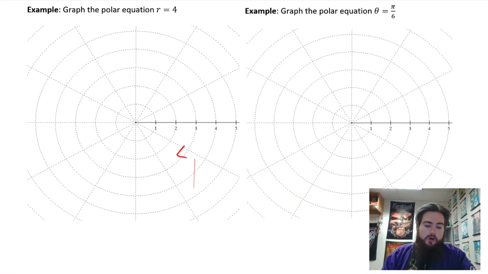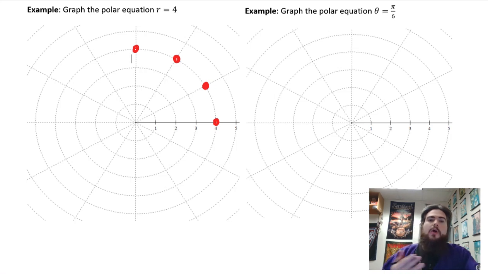When I have r equals 4 in polar, that means that the radius is always 4 regardless of the angle measure. For example, if my angle measure is 0 radians, my radius is 4. If my angle measure is pi over 6 radians, my radius is 4. If my angle measure is pi over 3 radians, my radius is 4. If my angle measure is pi over 2 radians, my radius is 4, and so on and so forth.